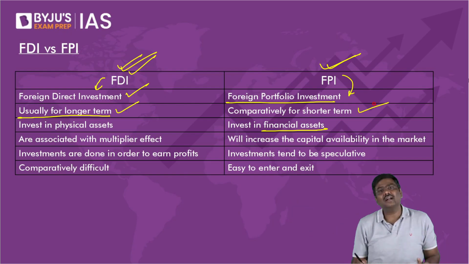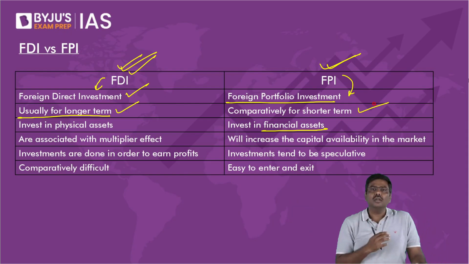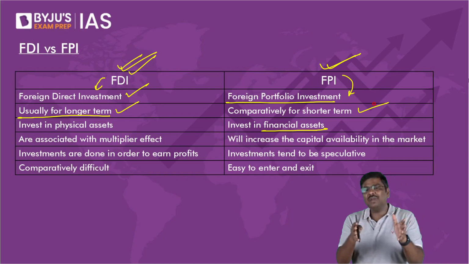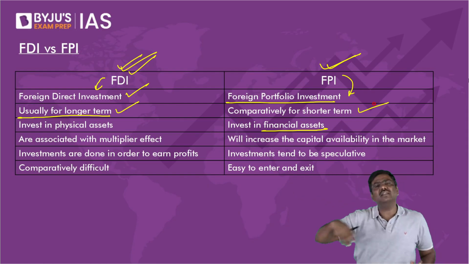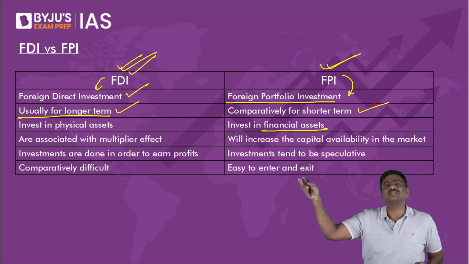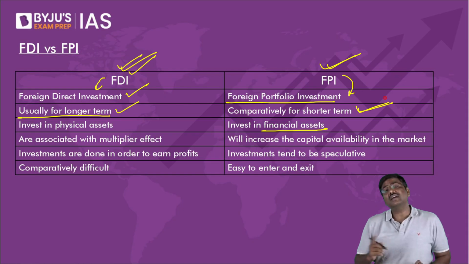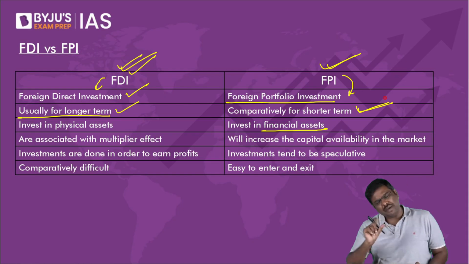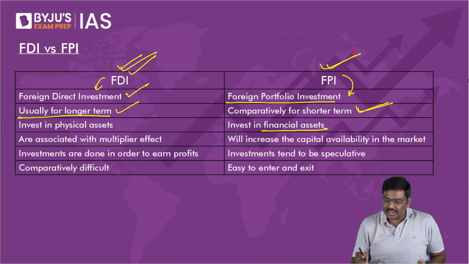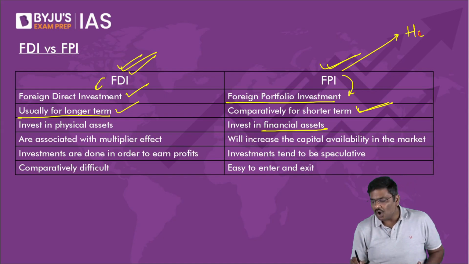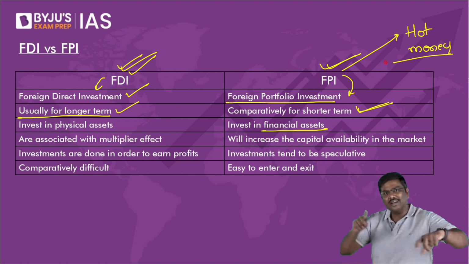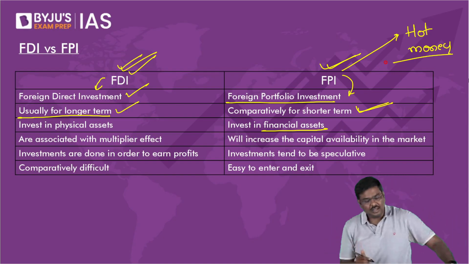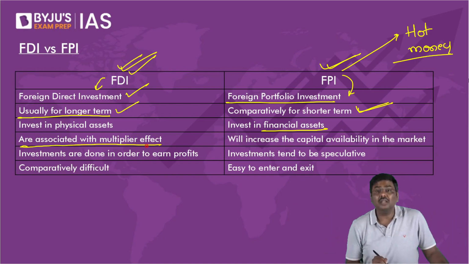Whereas FPI is comparatively a very short duration. The foreign investments can come under FPI today and they can take it out next week itself, next month itself, or after 2 months. So FPI will invest in a country for a comparatively very short duration. That is the reason FPI is also referred to as hot money. Please remember that. They'll keep on moving from one country to another country.